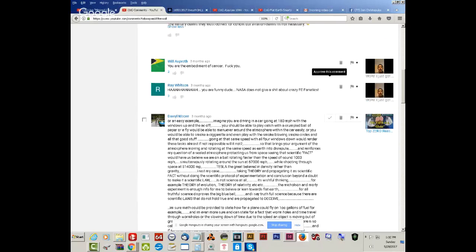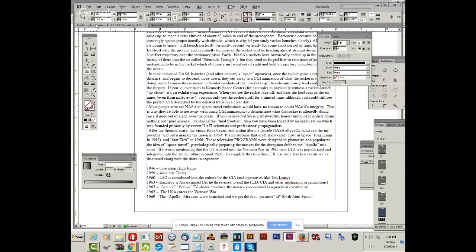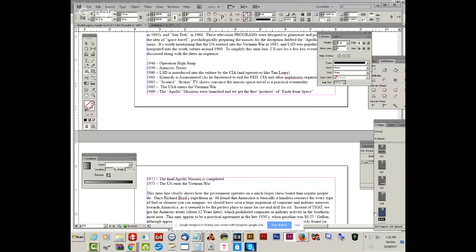As a matter of fact, I'll pull up if I've still got it up. Yeah. So this is a little portion of the book I'm working on. This is pages 104 and 105. But this timeline here, you've got Operation High Jump in 1946, the Antarctic Treaty, and that ended in 47. The Antarctic Treaty about 12 years later. Then in 1960, LSD is introduced into the culture by the CIA and operatives like Tim Leary. 1963, Kennedy's assassinated. 1965, science fiction TV shows convince the masses space travel is a practical eventuality.